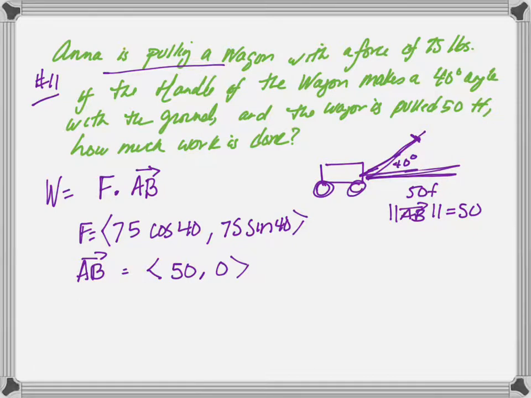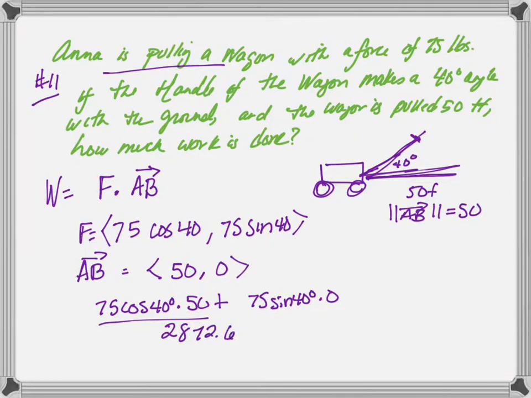So the dot product would be 75 cosine of 40 degrees times 50 plus 75 sine of 40 degrees times 0. So all I have to do is figure that out. 75 times the cosine of 40 degrees times 50 gives me 2,872.67. Okay, this is foot-pounds, right? Foot-pounds. There you go. There's your homework.